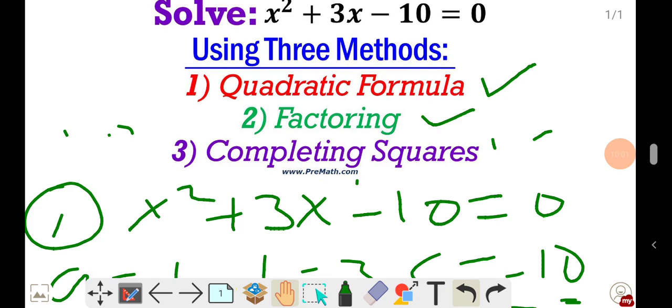But factoring has some problems, because sometimes you may not get those numbers, which are the product and sum numbers. But the most effective method is the quadratic formula. And students mostly use it, that is a straightforward process.